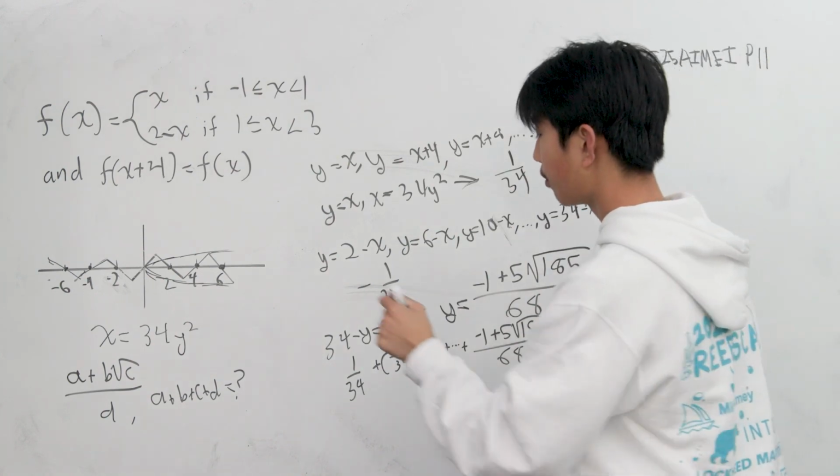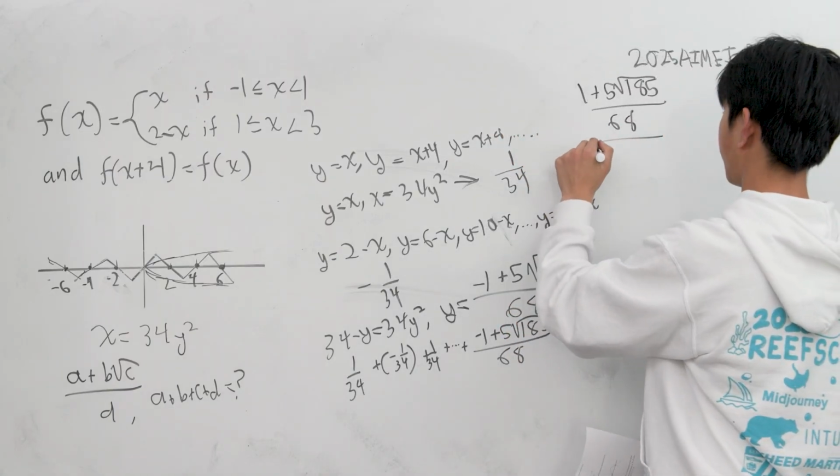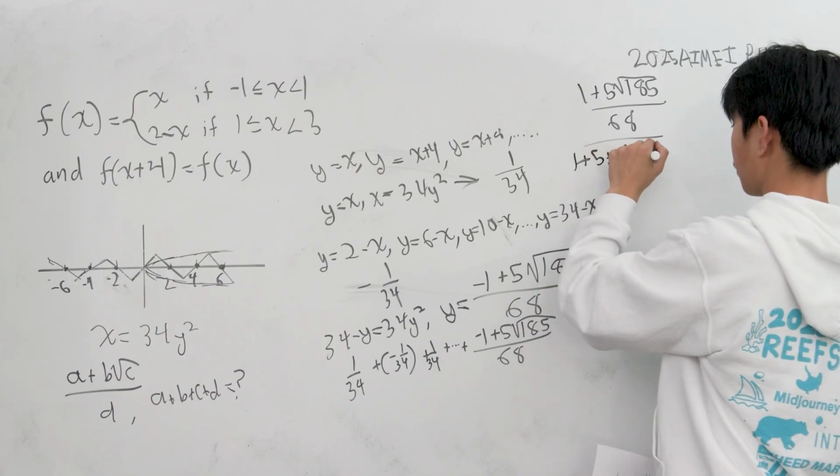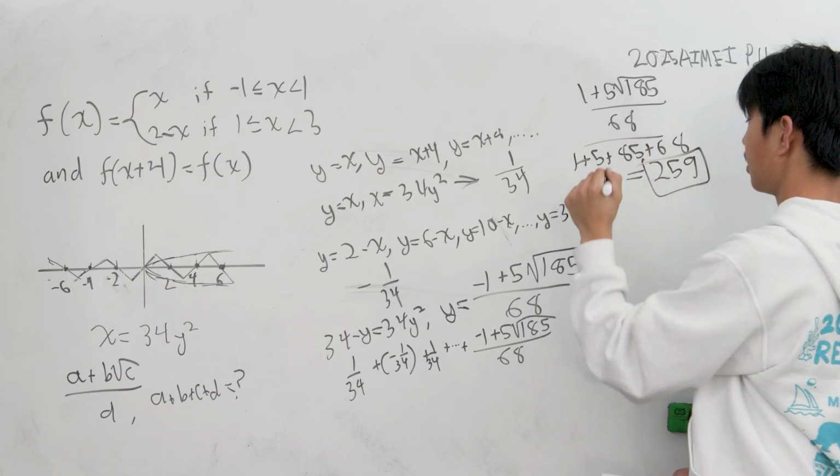Now, it's in the form as shown here. We just have to sum all these up. So 1 plus 5 plus 185 plus 68 yields our answer of 259, and we are done.